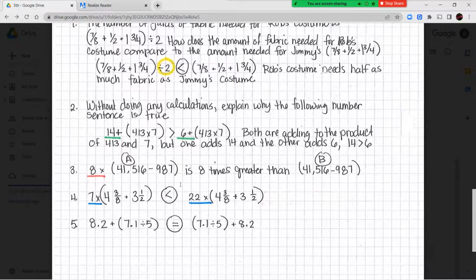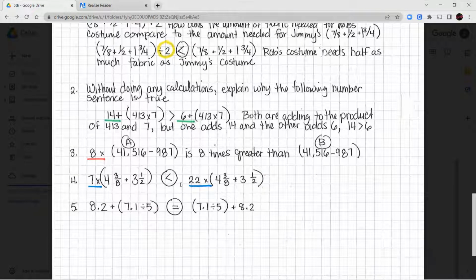For number 2, without doing any calculations, explain why the following number sentence is true. 14 plus the product of 413 times 7 is greater than 6 plus the product of 413 times 7. Now, both of these are adding to the product of 413 and 7, but one is adding 14 to that total and the other one is adding 6 to that total. Since 14 is greater than 6, we know that that equation is true.